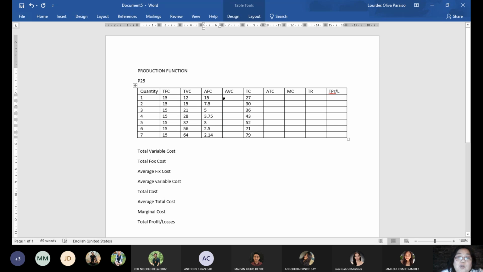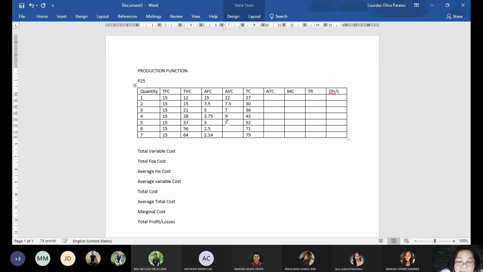However, if you're going to look at your average variable cost, do the same. You have your 12 divided by 1 is equals to 12. And then you have 15 divided by 2 is 7.5. Okay. This is 21 divided by 3. What do you get? 7. And then, you have 28 divided by 4. That makes it 7. Is that correct? 37 divided by 5. You're going to have 7.4. Tama ba?